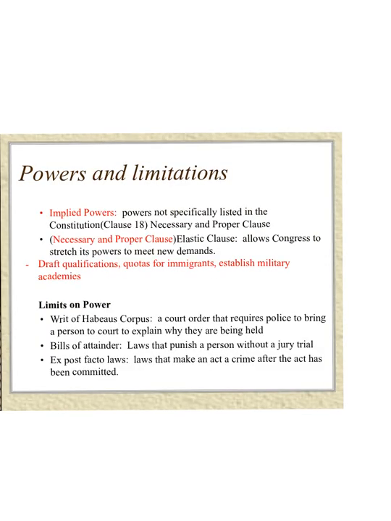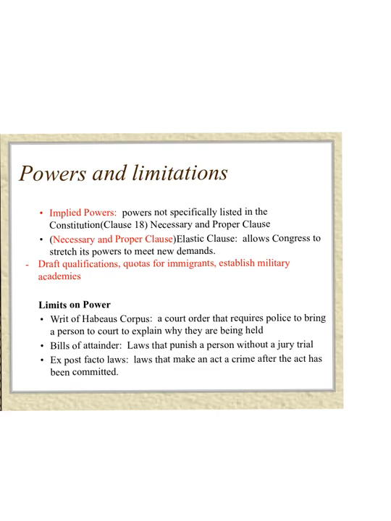Please write down the first 3 items on this slide and all of the information highlighted in red. Implied powers. Implied powers are powers not specifically listed in the Constitution. They are highlighted in what's called the necessary and proper clause. The necessary and proper clause is also known as the elastic clause. It allows Congress to stretch its powers to meet new demands.